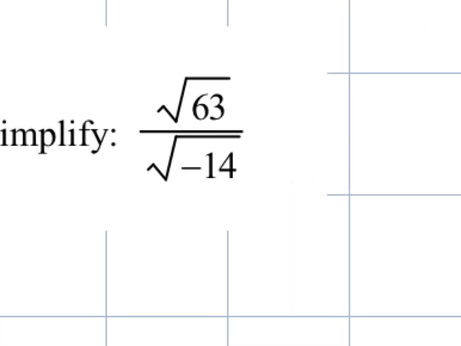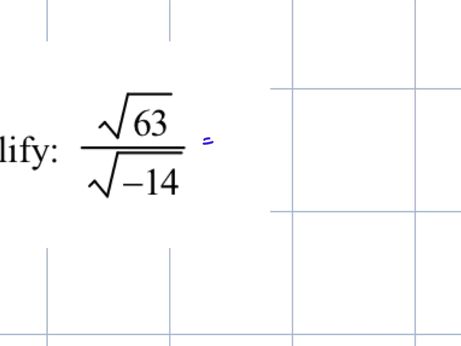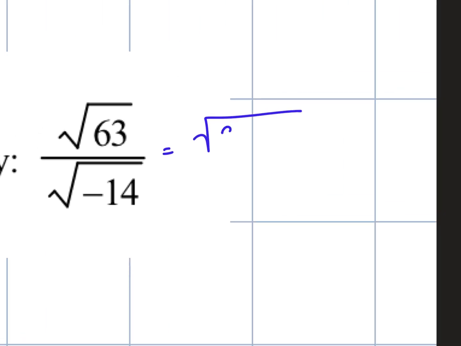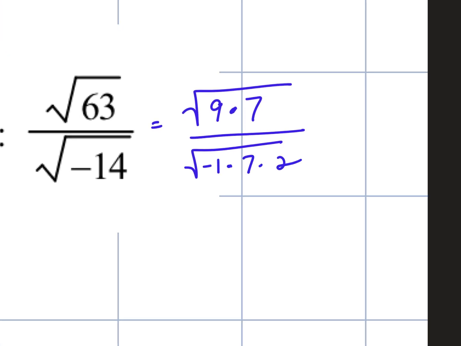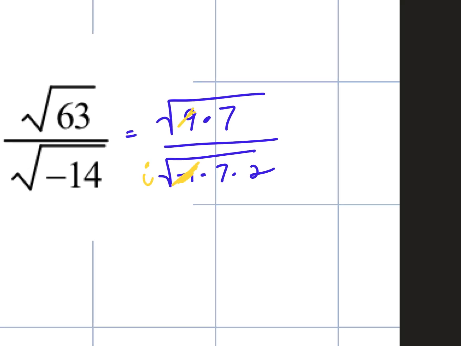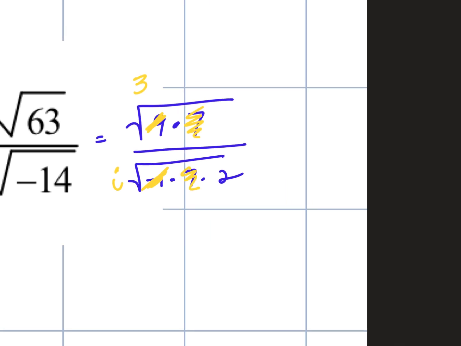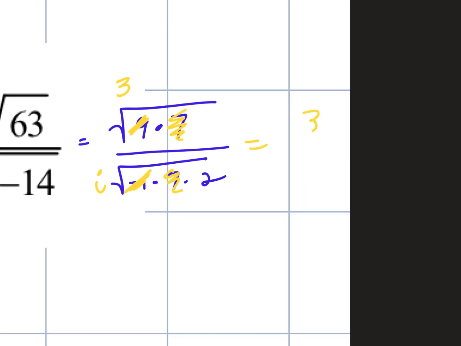Okay, again, we're going to simplify. I have a negative underneath the radical, so I need to deal with that first. Before I do anything, I'm going to say this is 9 times 7, and this is negative 1 times 7 times 2. So what can I take out here? I can take out my negative 1. This is going to become i. I can take out the square root of 9 is 3, and I know I have a 7 on the top and 7 on the bottom. So I am left with 3 over i square root of 2.